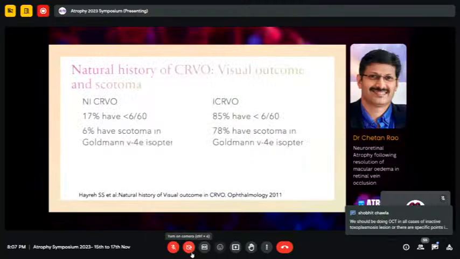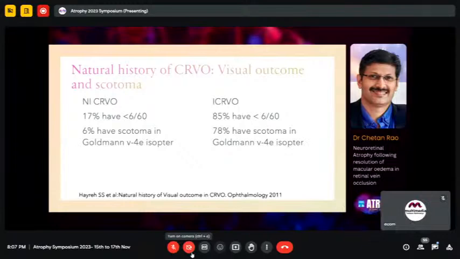Central retinal vein occlusion is of two types. In the non-ischemic central retinal vein occlusion, 17% of cases will have less than 6/60 vision over a long period of time, whereas in the ischemic variety, 85% of cases will have vision less than 6/60 and will also have a scotoma in 78% of cases. This indicates reduction in the retinal sensitivity and possibly retinal atrophy.